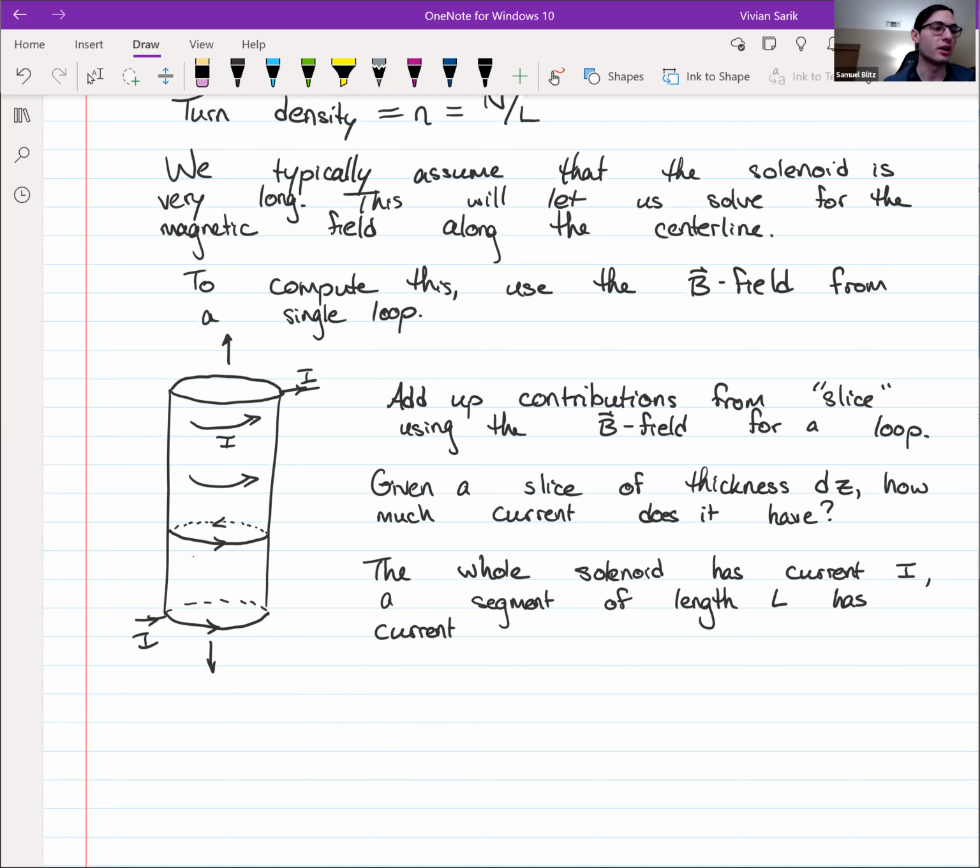Right, so a segment of length L has, let me put the word effective, has effective current given by the number of turns in that length times the current, right? So if there are 5 turns and each one has current I, then the total current that goes around a segment of length L would be 5 times I, right? And so we can actually rewrite this in terms of turn density just by writing that capital N is equal to little n times L. So this is equal to nL times I.